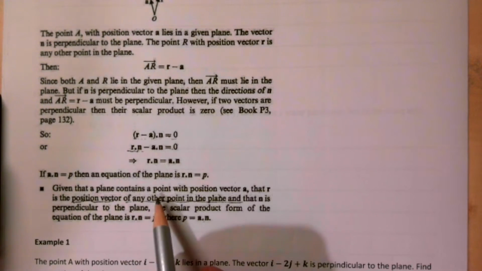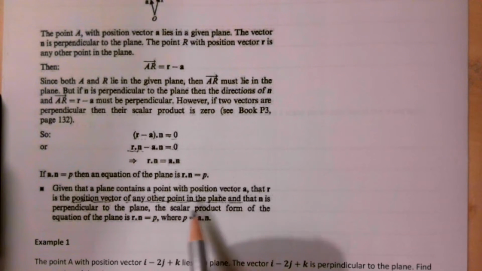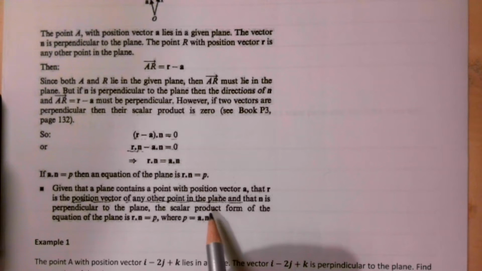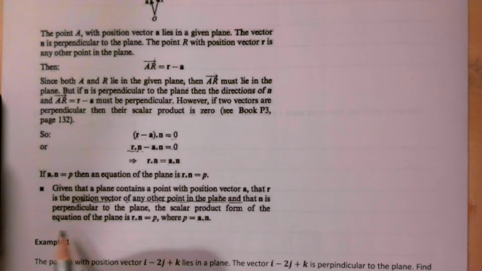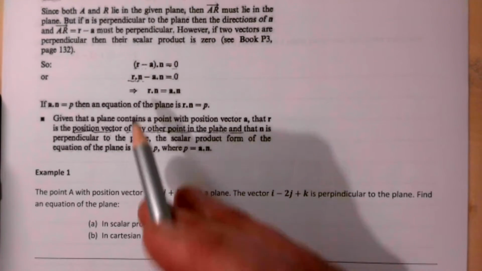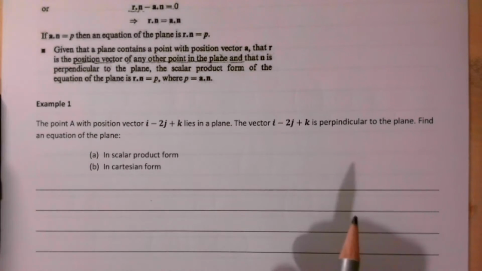Given that a plane contains a point with position vector A, that R is a position vector of any other point in the plane, and that N is perpendicular to the plane, the scalar product form of the equation of the plane is R dot N equals P, where P equals A dot N. As ever with this, it hopefully becomes a little bit clearer when we start to look at examples. So let's look at example 1.